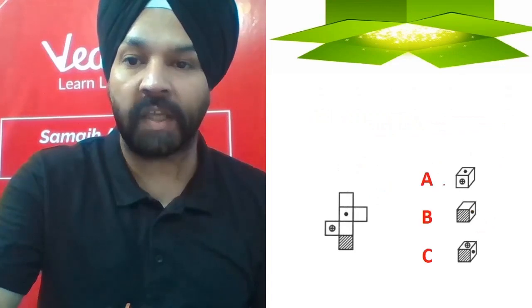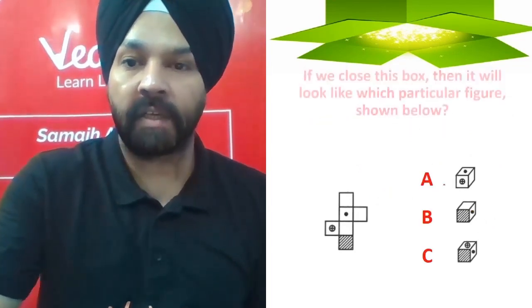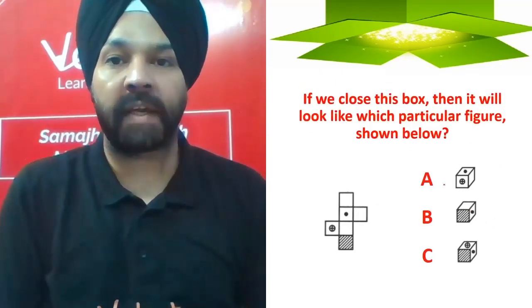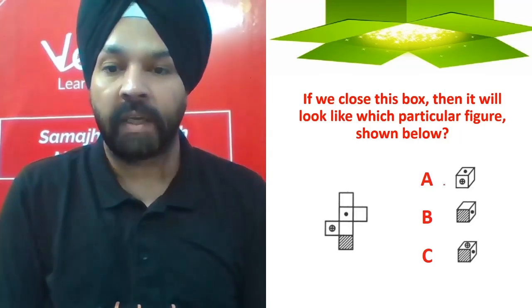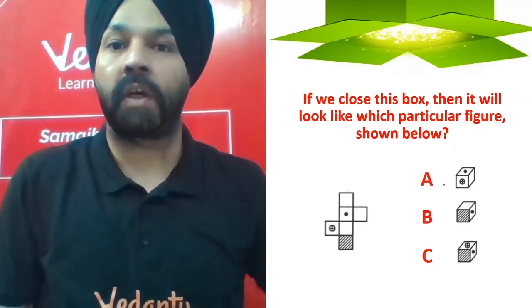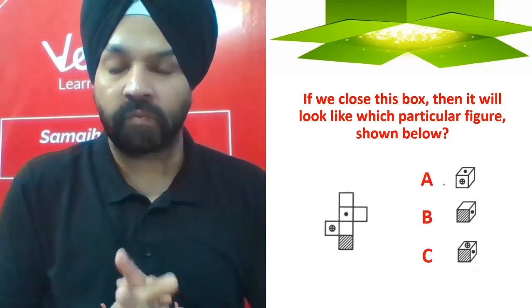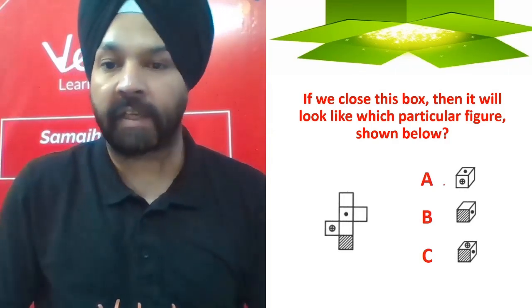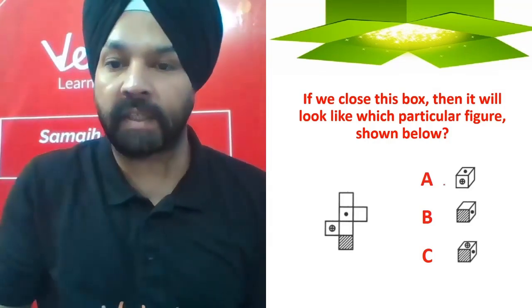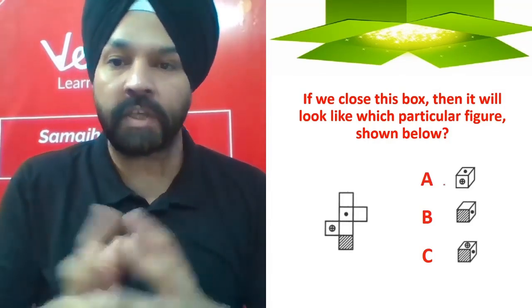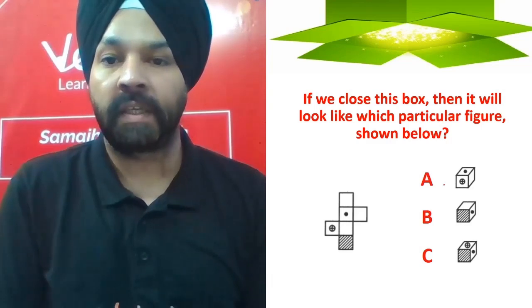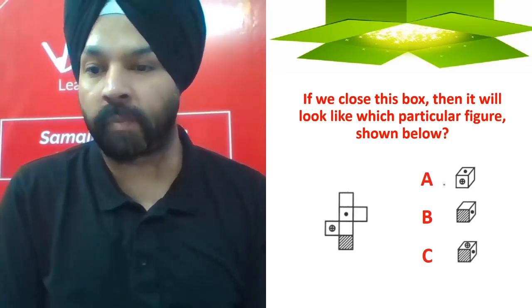Let's explore that question. Again a similar sort of question. Again we have got a diagram which we have seen earlier also, right? In the folding of a cube or a dice, you can see three of the faces are there in which we have got certain markings. A dot is there, then a circle is there, and then shading is there. The question demands if we close this box, then it will look like which particular figure shown below.